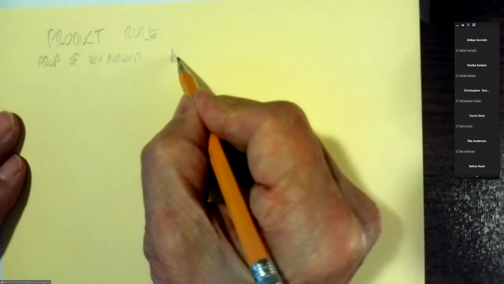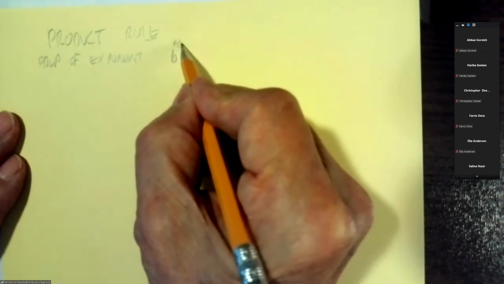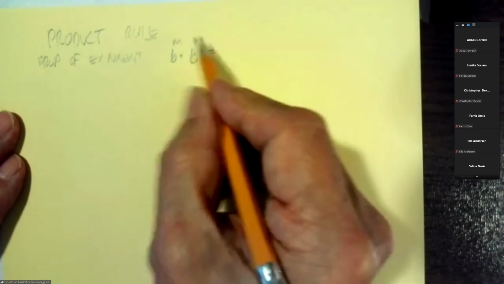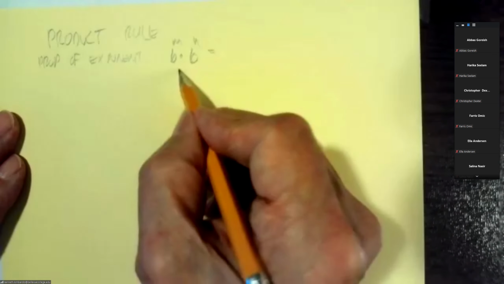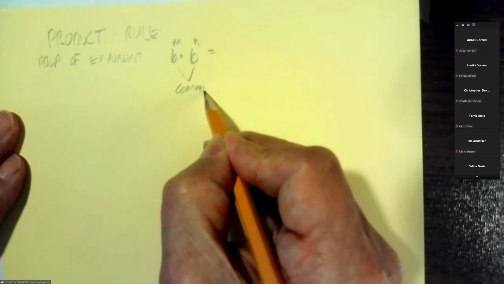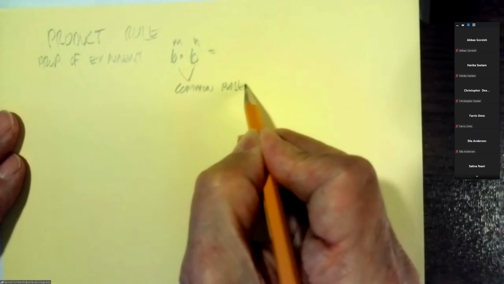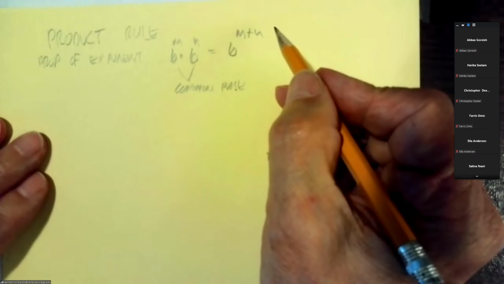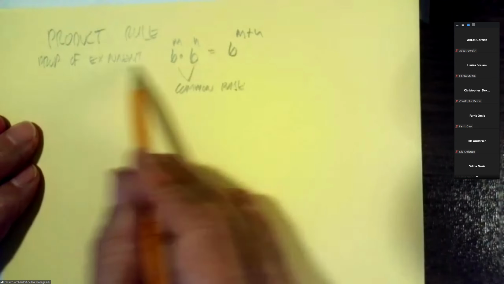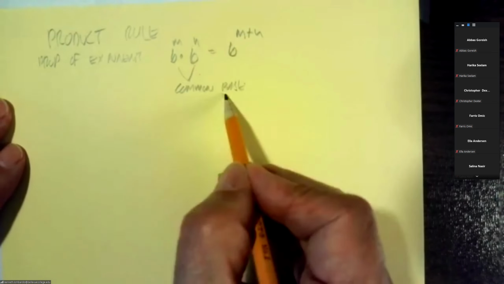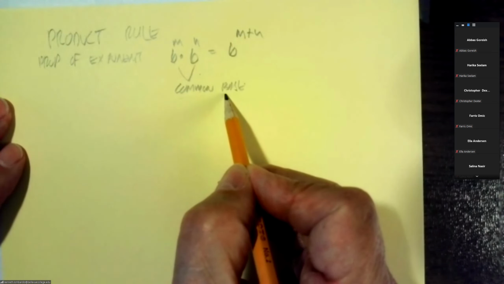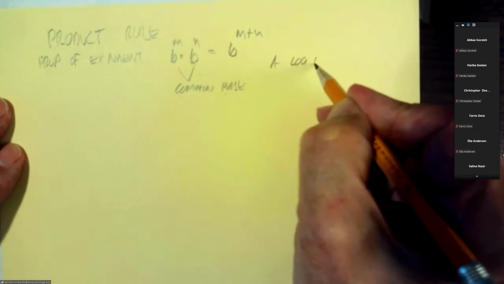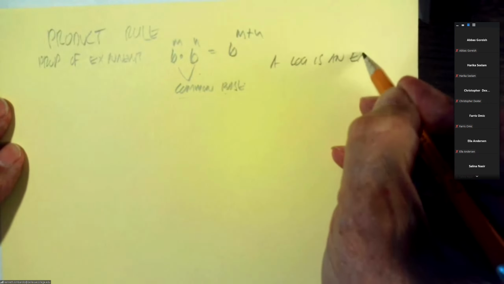And we said if we have a base to some exponent and times that base to some other exponent, base to the m times base to the n, we have a common base. And we say that's b to the m plus n. Okay, so that's how we combined exponents when we had a common base. Now we remember when we did our definition that a log is an exponent.